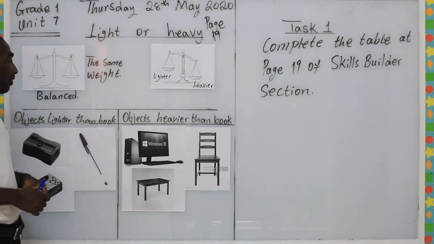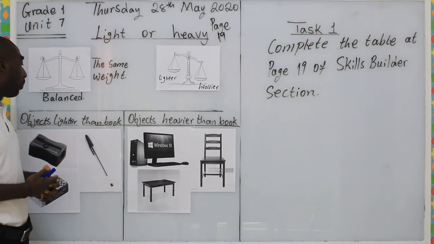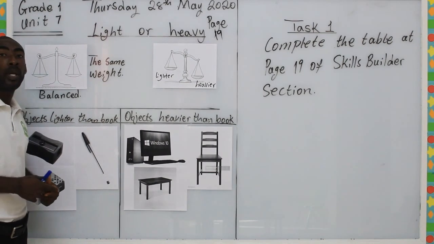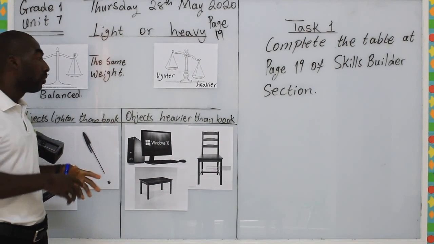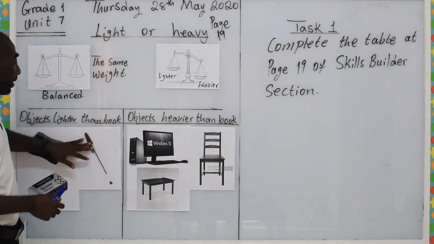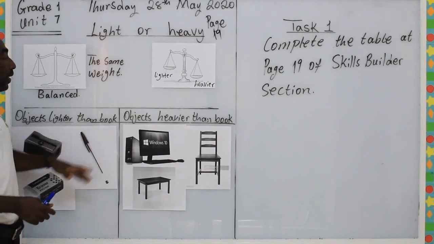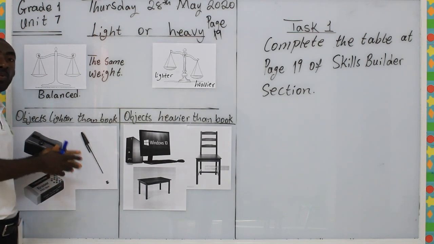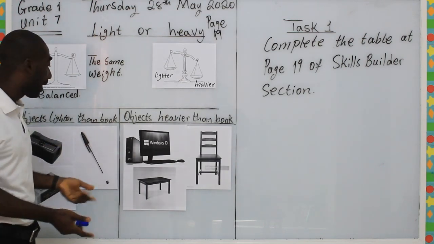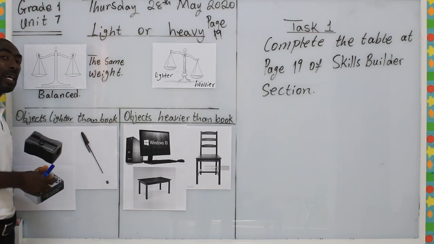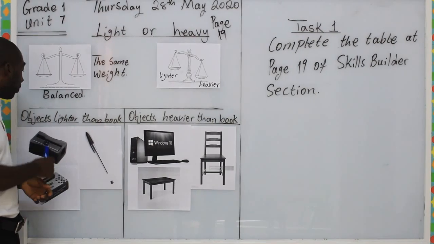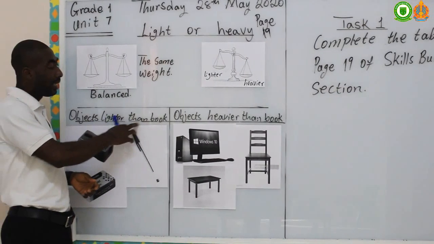So what are some of the objects that we can compare? In our class we can compare our book to other objects. On this table we are comparing some objects with our book in a class. So we take a book as an example and we look at objects lighter than a book.